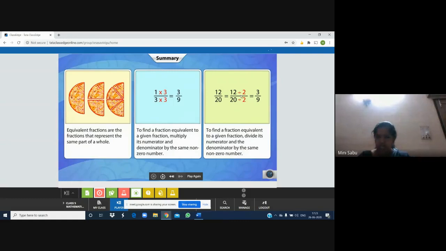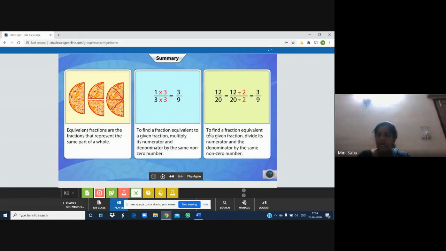Something is mistaken. It is a mistake. So I shall tell you the correct one. 12 divided by 2 should be 6. And 20 divided by 2, what is 20 divided by 2? 10. So it should be 6 by 10. Okay. So you should remember the correction. This is a mistake here.